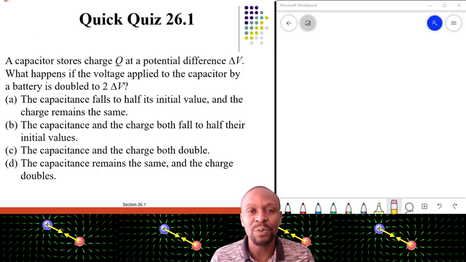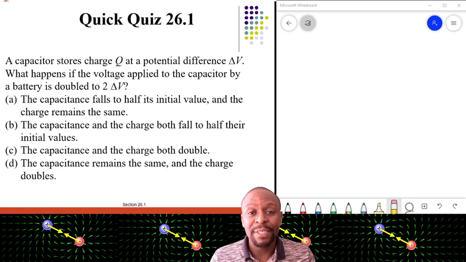Now let us also do the following quick quiz 26.1. A capacitor stores charge Q at a potential difference change in V. What happens if the voltage applied to the capacitor by a battery is doubled to 2 change in V?